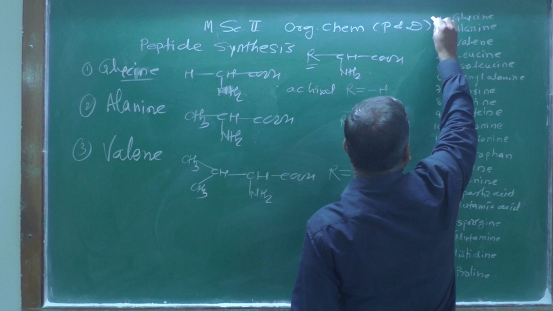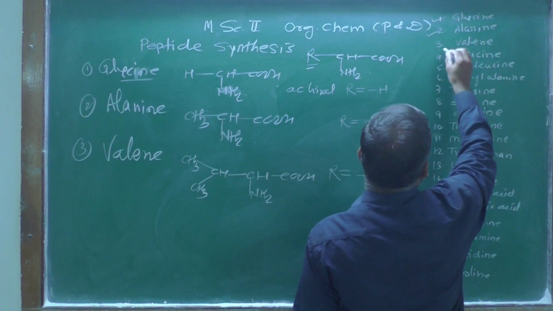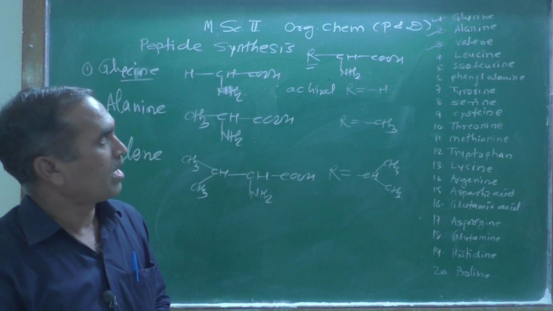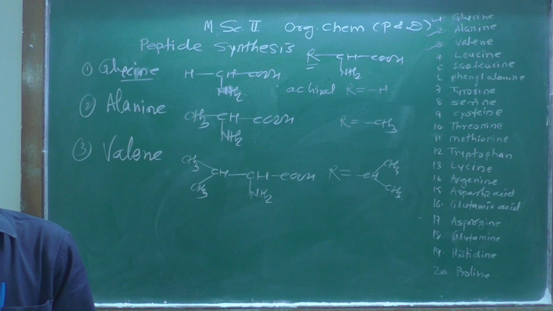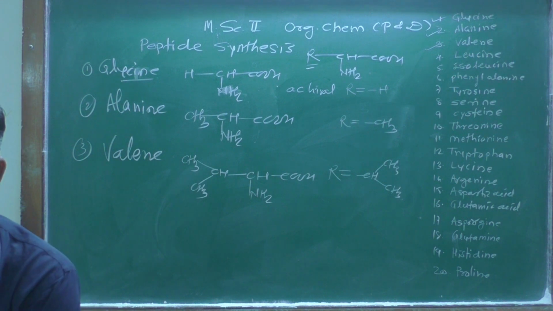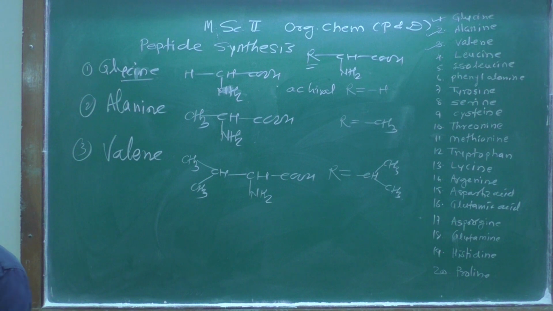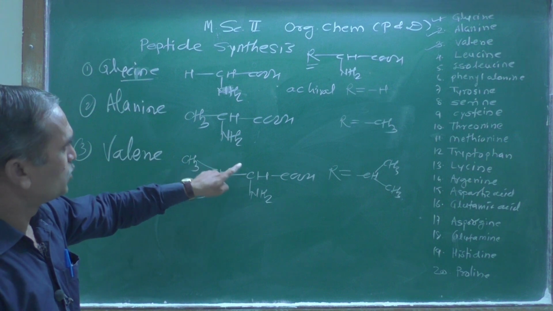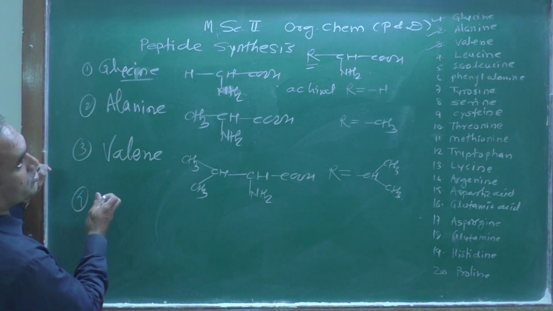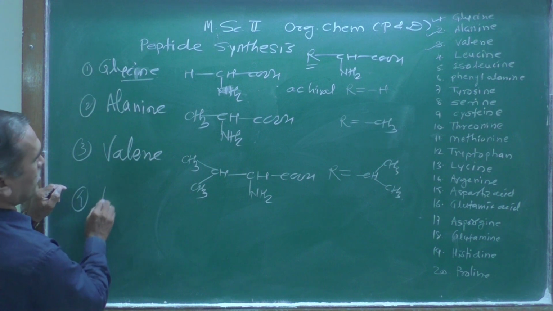We have seen the structure of glycine, the structure of alanine, the structure of valine, and now the structure of leucine over here. The fourth one is the structure of leucine. What is that leucine?